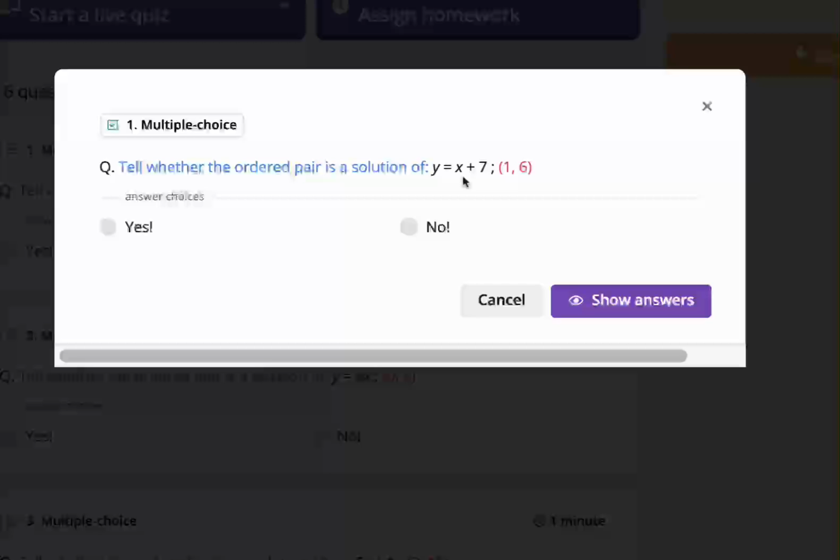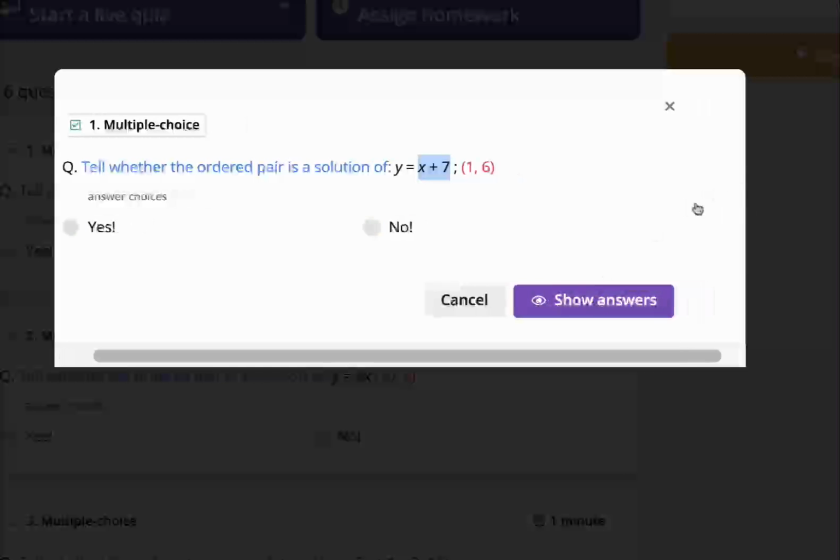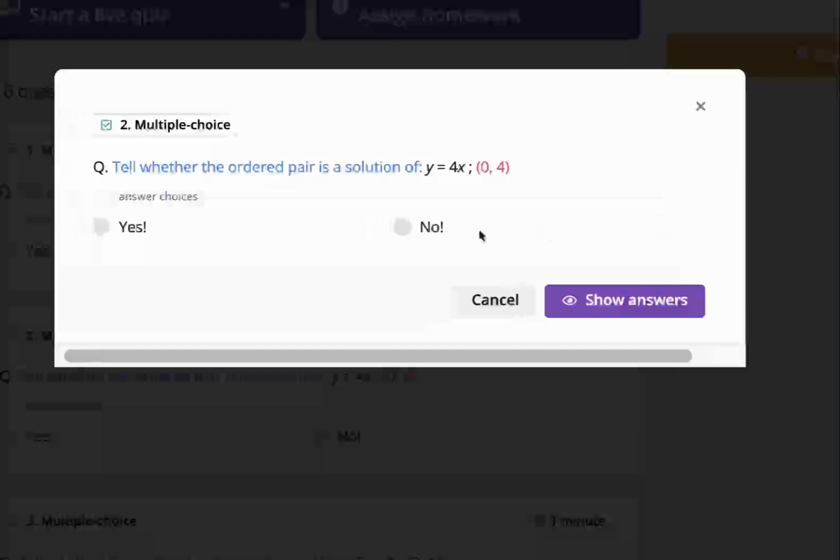No. Okay, my heroes, we don't have enough time, so let me give you the answers. You are not listening carefully to me. I'm asking about x. The value of x is the first value, 1. So 1 plus 7 is 8. And the value for y is 6. 6 equals 8? No, 6 is not equal to 8. So this is not a solution. My heroes, please stop using your mics. I will give you the answers. If you have any problems, use your mic and ask.